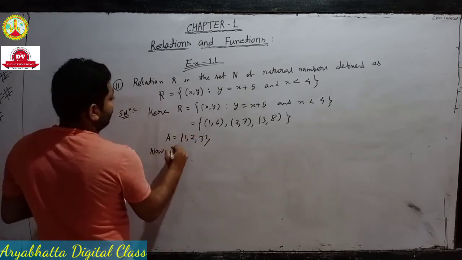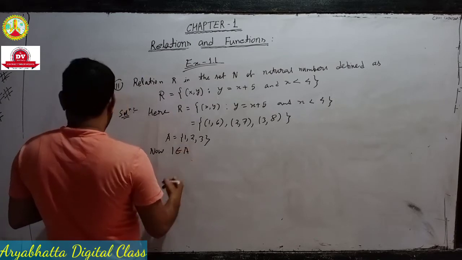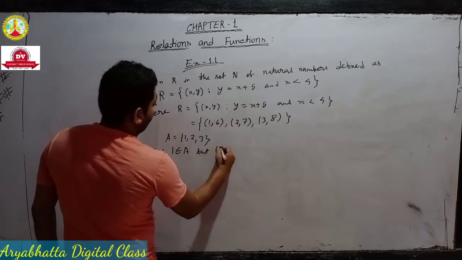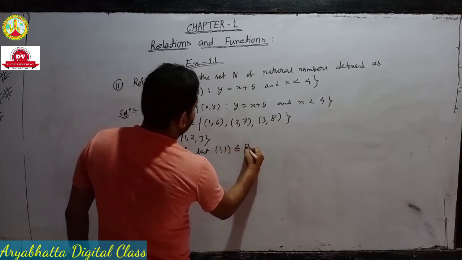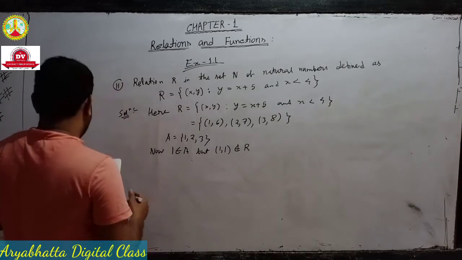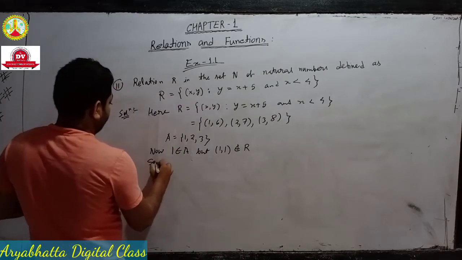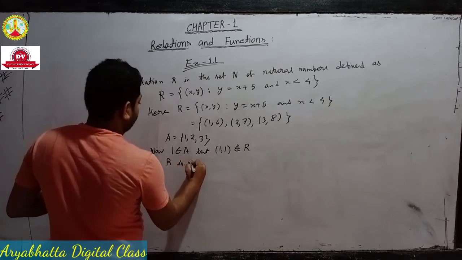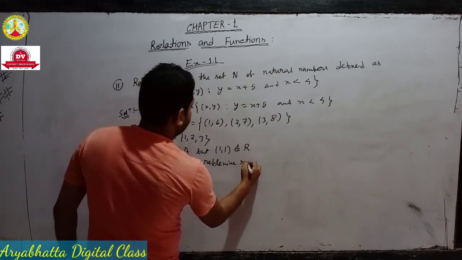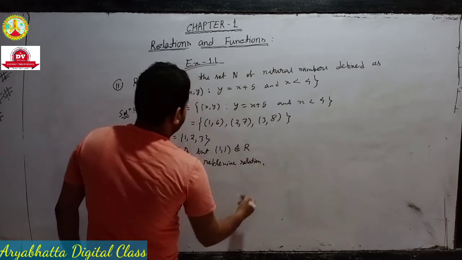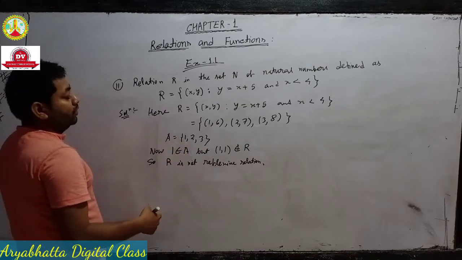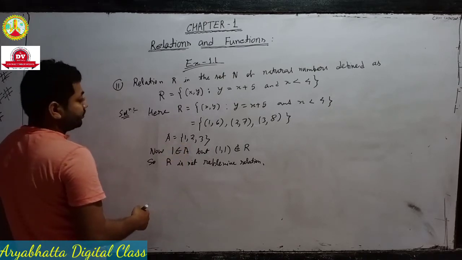Now 1 belongs to set A, but (1, 1) does not belong to relation R. Therefore, R is not a reflexive relation, because 1 belongs to set A but (1, 1) does not belong to relation R.